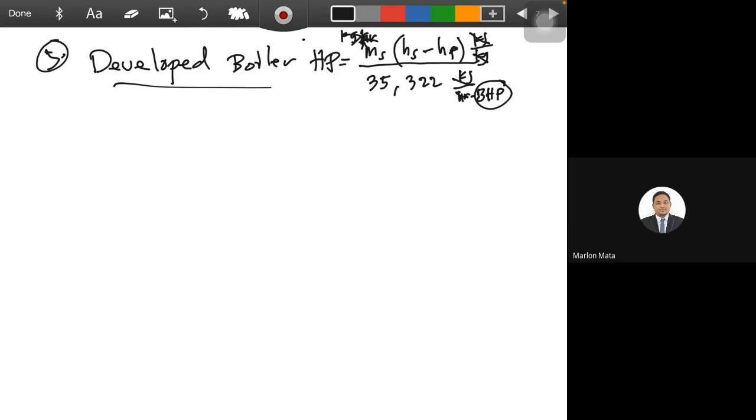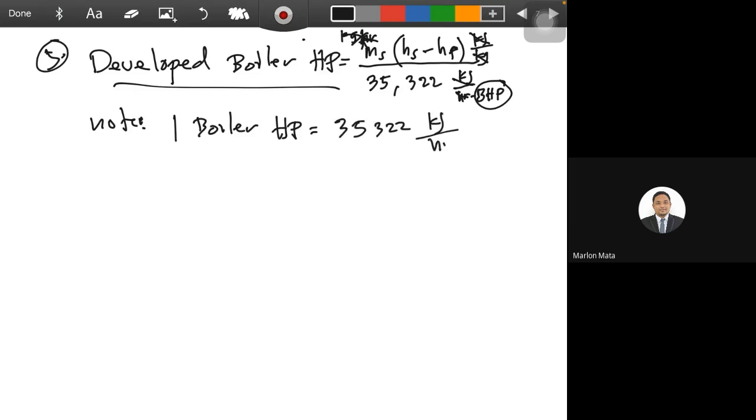So therefore, note, one boiler horsepower is equal to 3.5322 kilojoules per hour. Okay, so hour. That is formula number five, no?